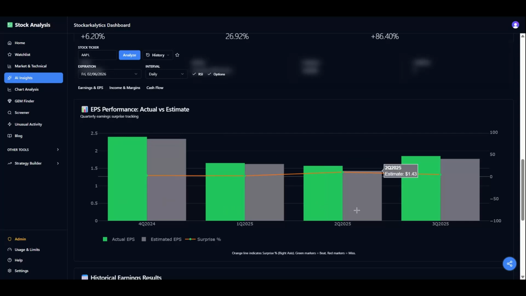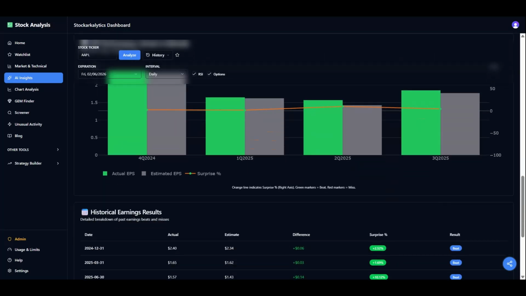The line shows the surprise percentage, so you can quickly see whether the company is consistently beating estimates or missing. Consistent beats usually mean strong execution and often lead to upward revisions. Consistent misses can be a warning sign even if the story sounds good.